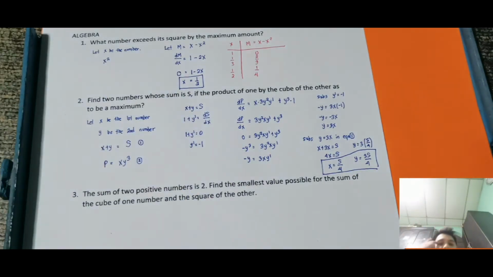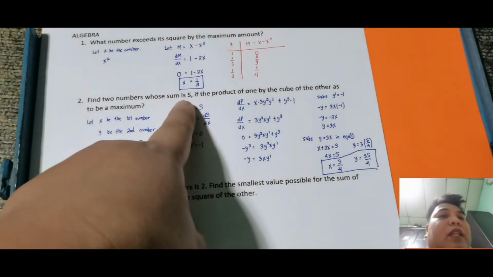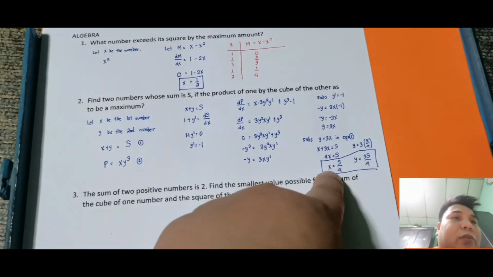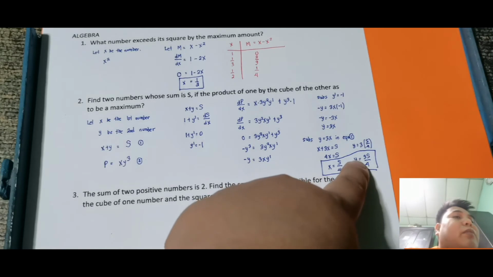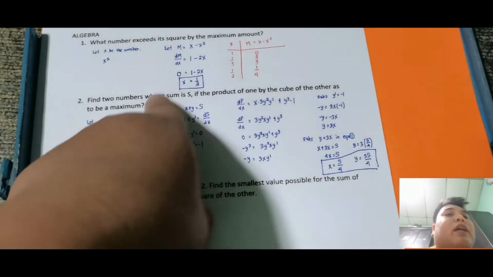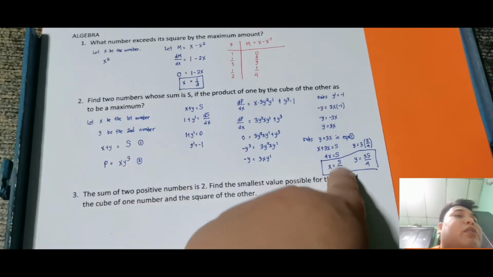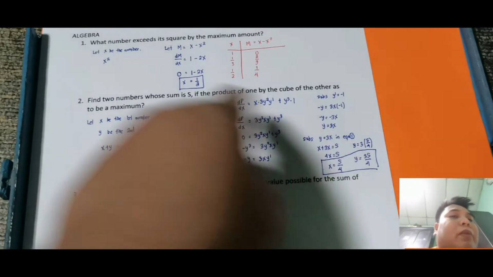So, for example, sinet ko yan as 5. For example, pinalitan ko to as 5. So, the sum of two numbers is 5. Kung 5 yan, ano yung x? 5 over 4. Ano to? 15 over 4. Okay? So, kunyari ginawa ko tong 5. Dapat yung sum nila is 5. So, 5 over 4 plus 15 over 4, syempre, 5 pa rin.